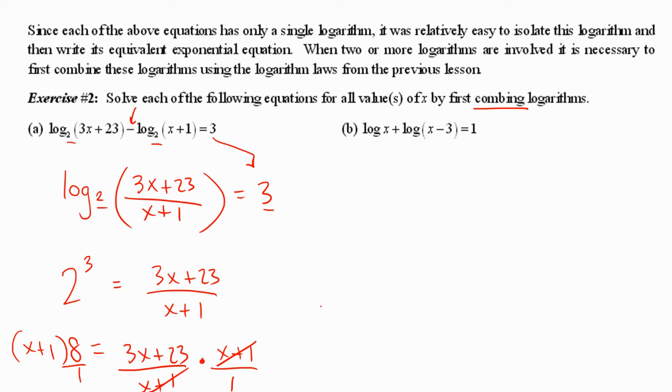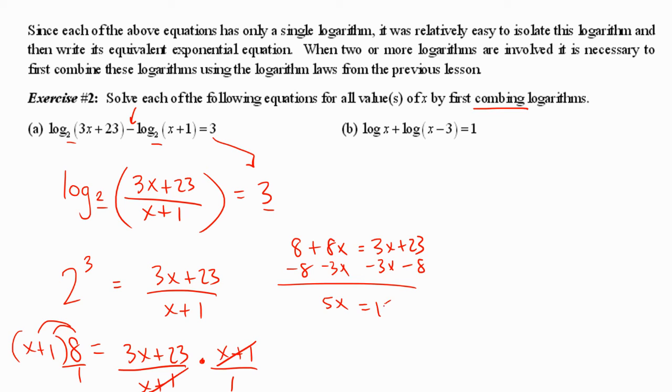So now we have 8 plus 8x, because we're distributing, equals 3x plus 23. And now it's a linear equation. You can subtract 3x on both sides. So I get 5x. And then subtract 8 onto the other side. 15. Divide by 5, and I get 3. Okay, and then I could plug that in. It's kind of a mess, but check it, see if it works out. It's a positive number. It doesn't seem suspicious, so should be right.